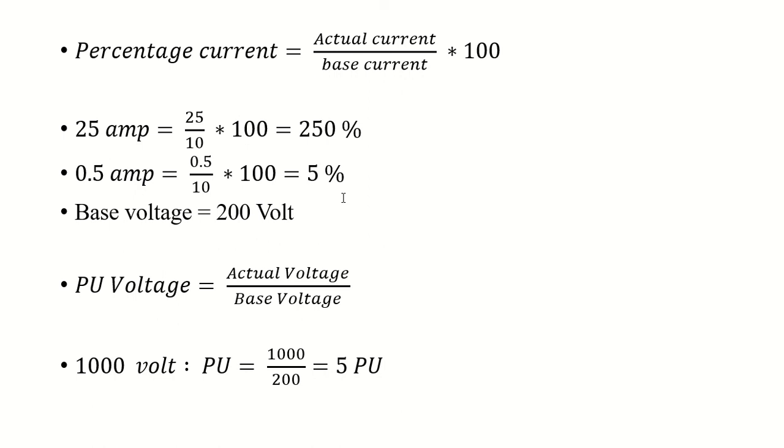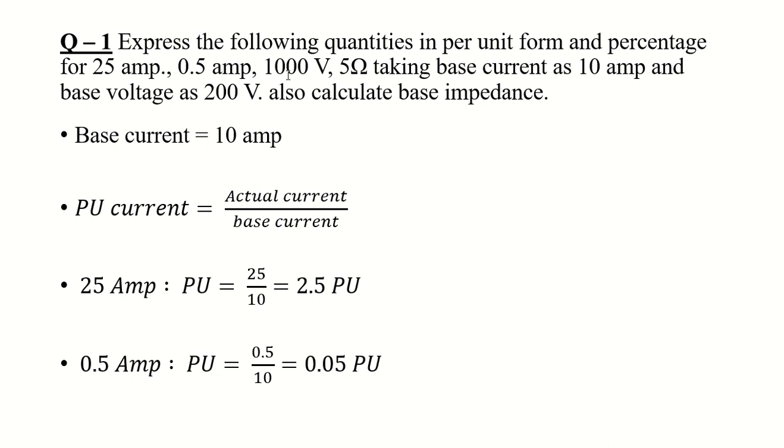So what is the formula of per unit voltage? We have discussed before. It is actual voltage divided by the base voltage. They have already provided us with both actual and base voltage. See in the question, you have to find the per unit form and percentage for 1000 volts.